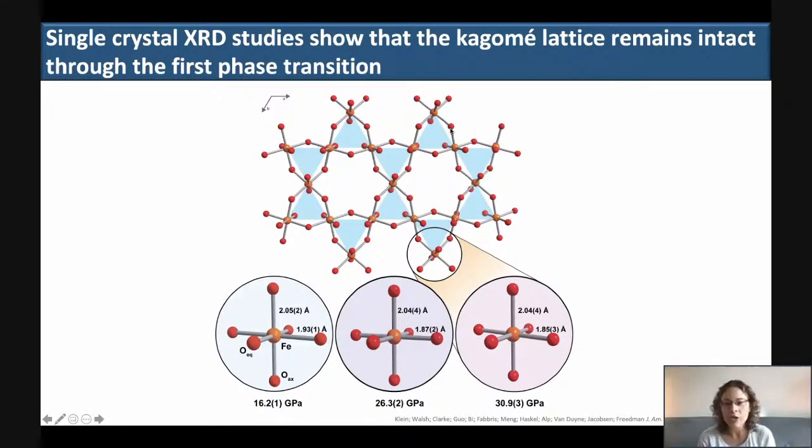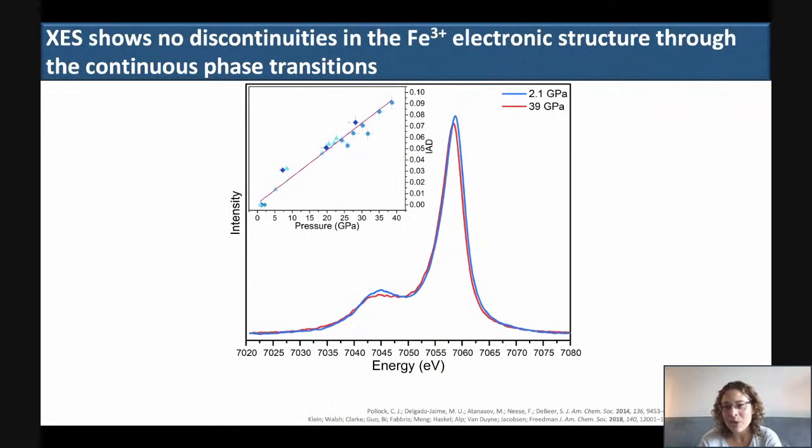The first structural transition, we were able to probe using single crystal X-ray diffraction. And using single crystal X-ray diffraction, we observed that we have a significant contraction of the lattice. The structure parameters are potentially reasonable for an S equals 1/2 state, but unfortunately the magnetic data do not bear that out. And we can see through X-ray emission spectroscopy that the ground state effectively remains unchanged.